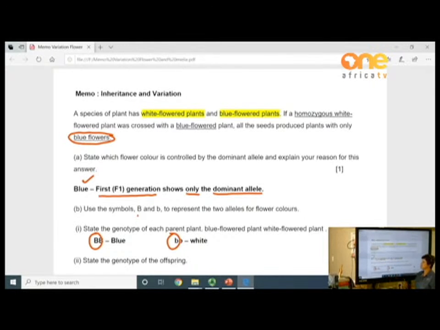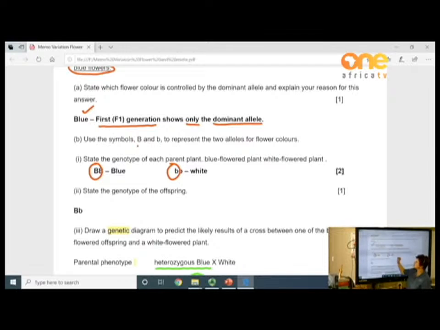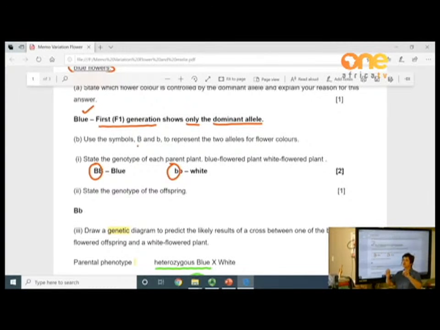My explanation is the F1 generation all shows only the dominant allele, which is blue. Use the symbols capital B, small b to represent the two alleles. So each parent was capital B, capital B or small b, small b. And the genotype of the offspring will be one from there, one from there, because during meiosis, gametes form and there's only one allele per gamete. And there we have the offspring.